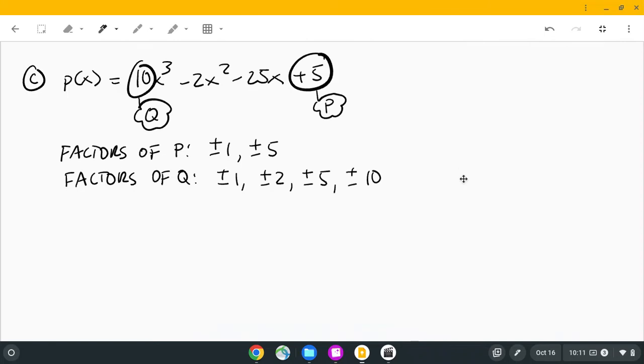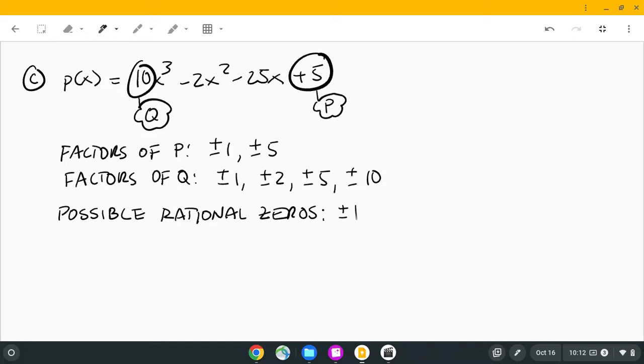All right, so my possible rational zeros are going to be all of my combinations of p over q. Got a lot of q's here. So it's going to be plus minus 1 over 1, plus minus 5 over 1, plus minus 1 over 2, plus minus 5 over 2, plus minus 1 over 5, plus minus 5 over 5, plus minus 1 over 10, plus minus 5 over 10. Okay, so let's write them all down.